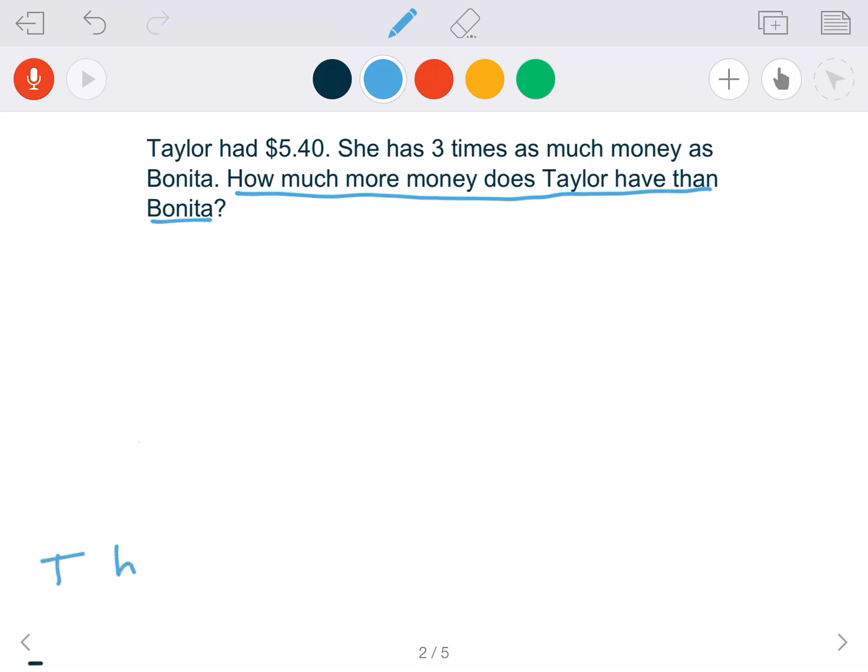Taylor has, don't forget your units, your dollar sign, blank dollars more than. Don't write then, write than, with that A, because it is comparing Bonita. And I'm just going to put a B there. Pause this anytime you need extra time to write. I'm just going to keep going.